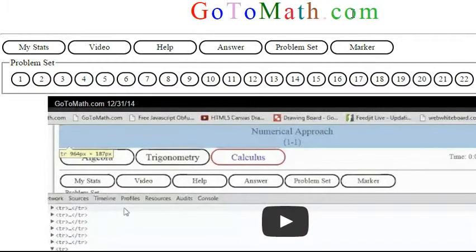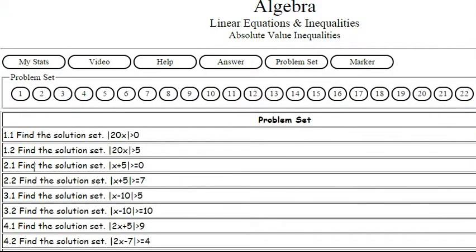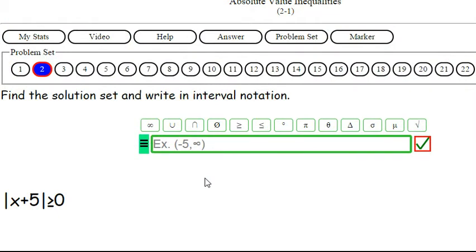Okay, we're over here at gotomath.com, click on algebra. Let's go down to absolute value and inequalities, and we're doing 2.1, I believe. Okay, so it says find the solution set and write in interval notation, and that's what we're going to do. So we've got the absolute value of x plus 5 is greater than 0. I've got to write that down.